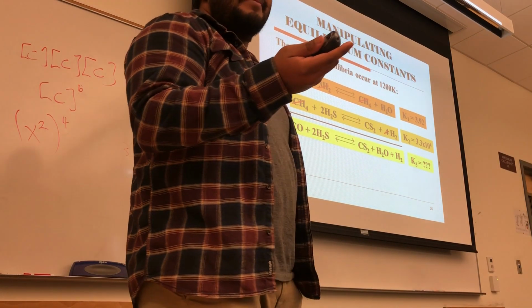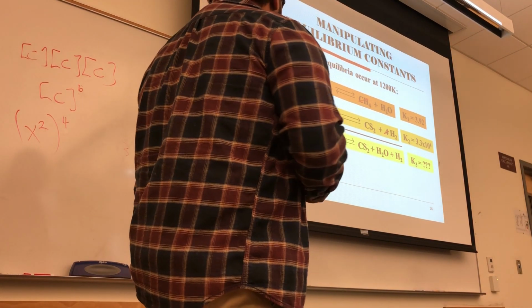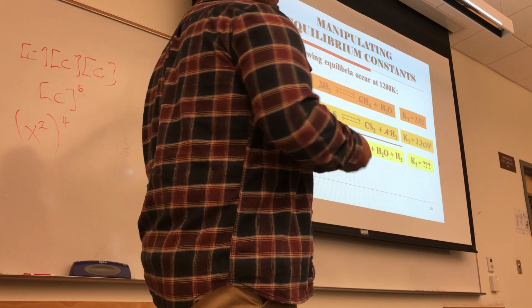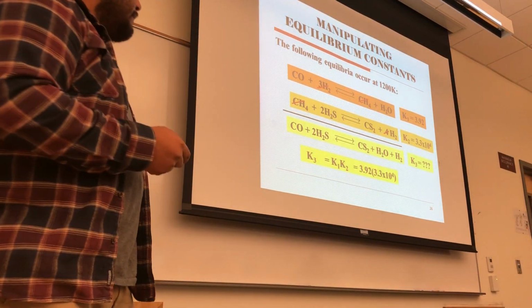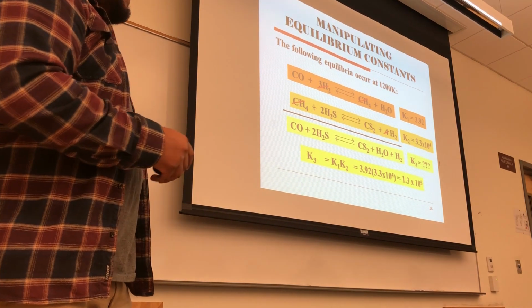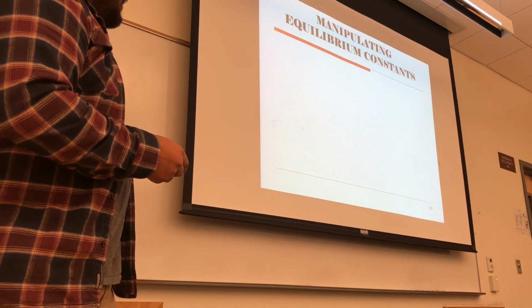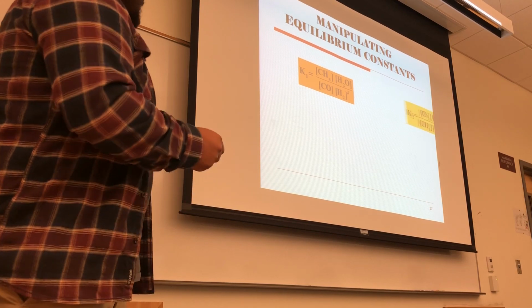You should be very familiar with canceling these out. The K3 value would simply be K1 times K2. Cool. So, summarizing.